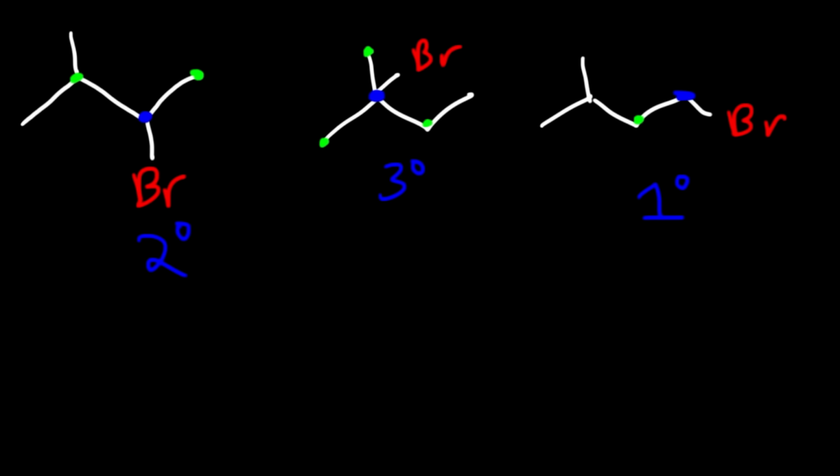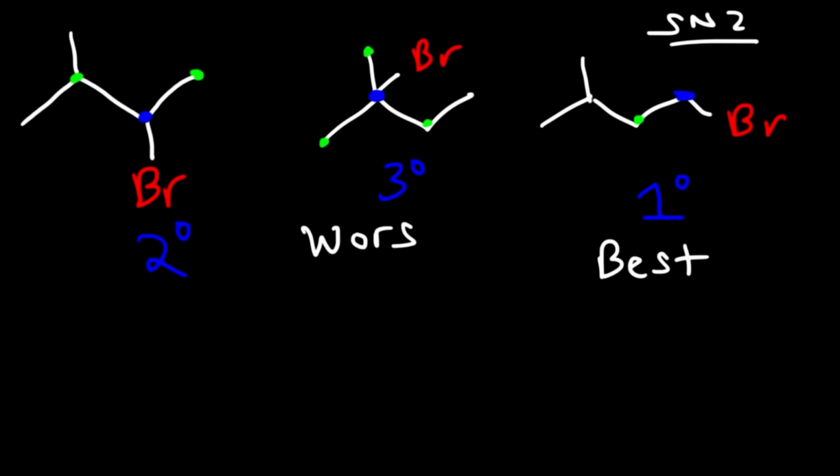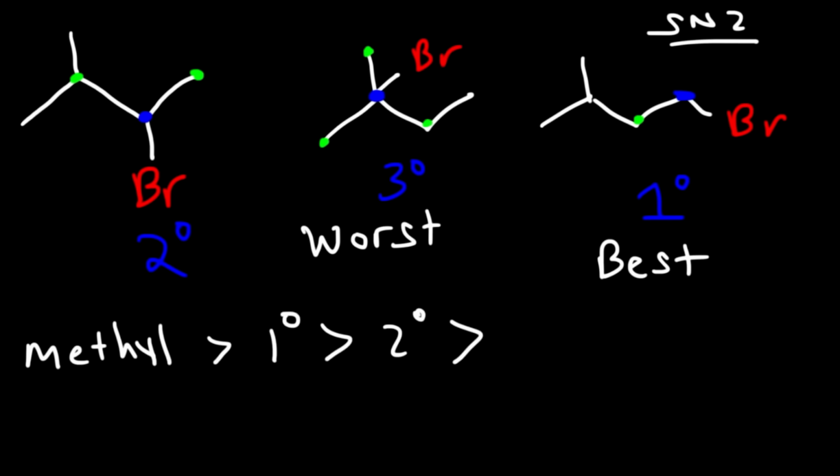It turns out that the primary alkyl halide is the best for an SN2 reaction, whereas the tertiary alkyl halide is the worst. And the reactivity is as follows. A methyl alkyl halide is better than a primary alkyl halide, which is better than a secondary alkyl halide, which is better than a tertiary alkyl halide.